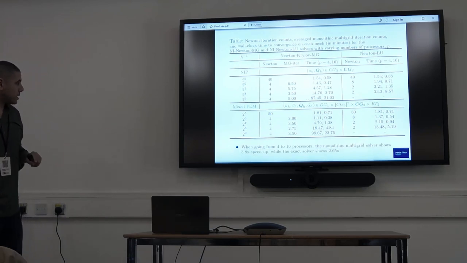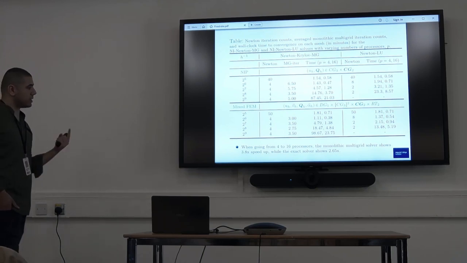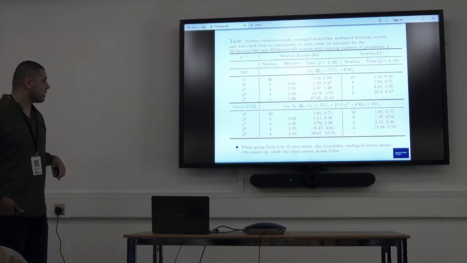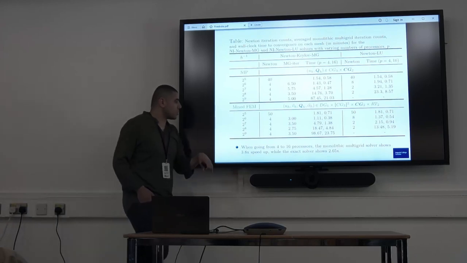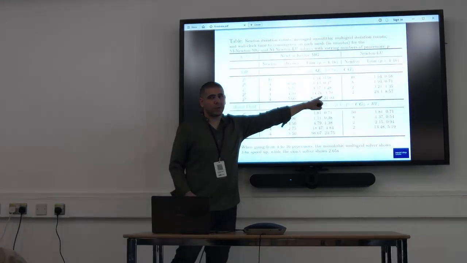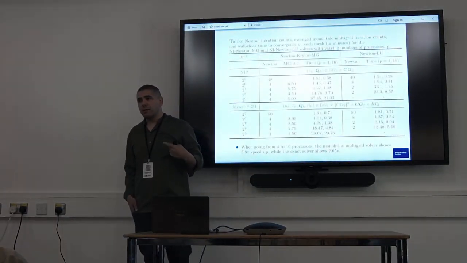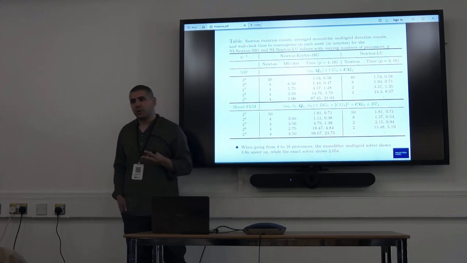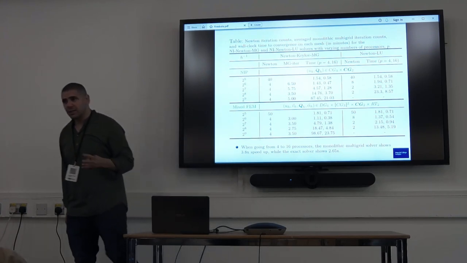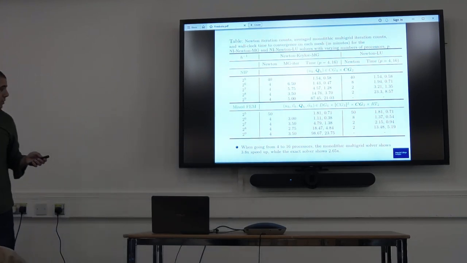And finally, the last observation is the parallel scalability. From 4 to 16 processors, we could see about 3.8 or 3.7 times the speedup, but we saw only about 2.6 to 2.7 for Newton LU.